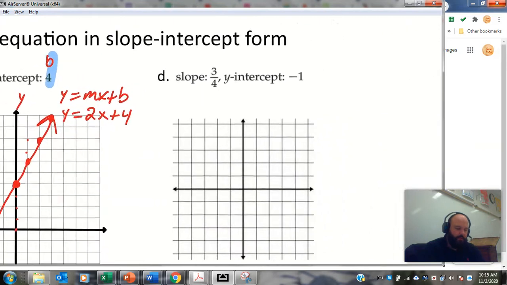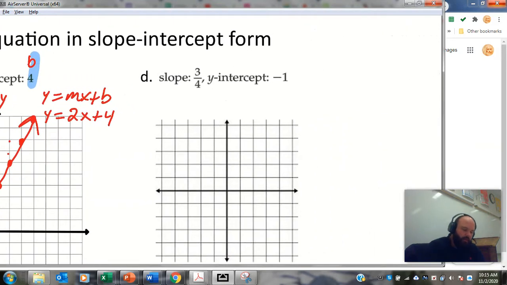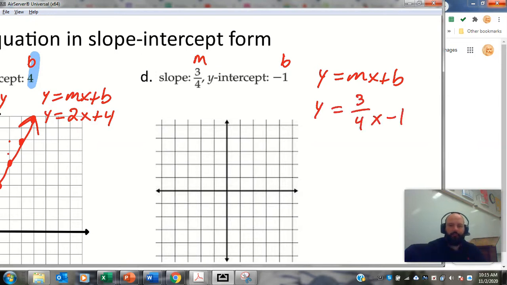Okay, the last one we're going to do is going to be the same. We're going to write our equation, y equals mx plus b. And then I have my m and I have my b. So I'm going to fill that in. y equals 3/4 x minus 1. We are going to start with the beginning point again, which is -1. So we start at the origin, and then we always go up or down on the y-axis for your y-intercept. In this case, it's -1, so we put a dot right there at -1.